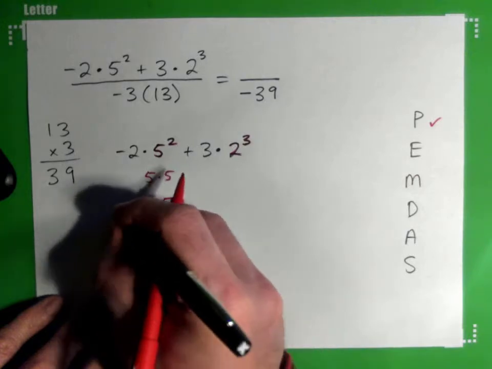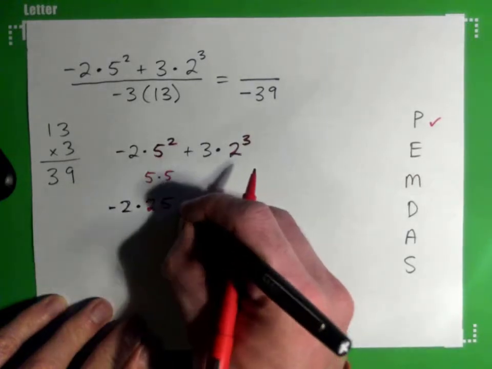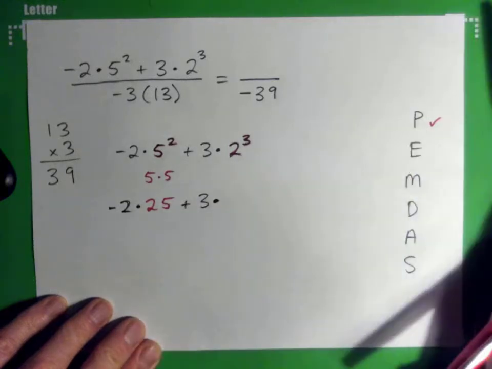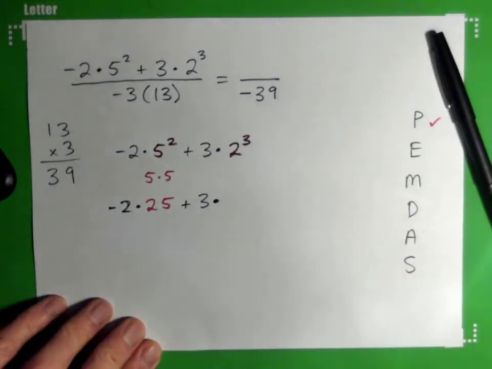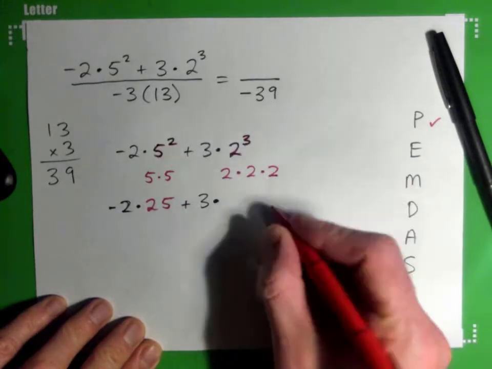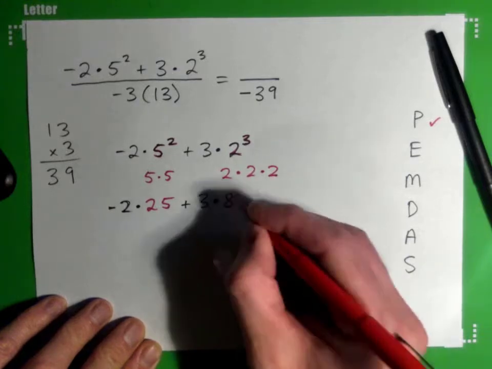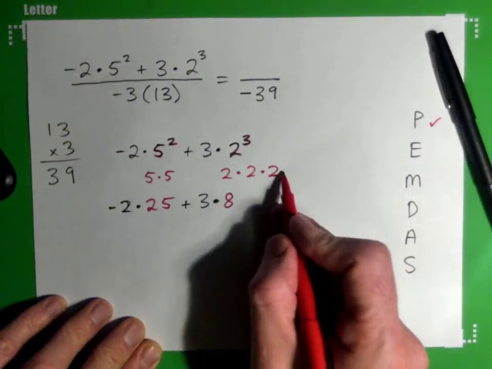So we have negative 2 times 25 plus 3 times. Now let's figure out 2 cubed. What does that make? Yeah, because it's 2 times 2 times 2. 2 times 2 is 4. 4 times 2 is 8. So 2 cubed is 2 times 2 times 2, which is 8.